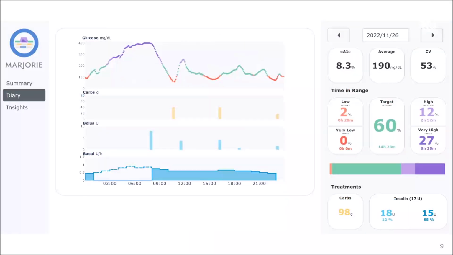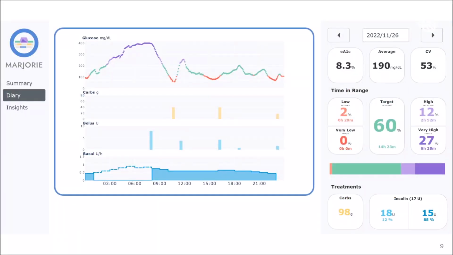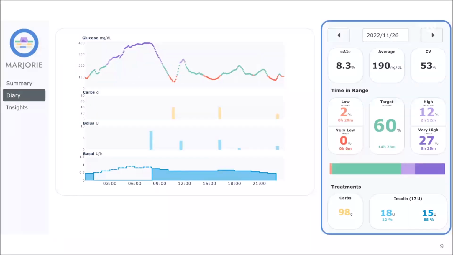The second view, the so-called diary, simply shows the detailed glucose curve, carbohydrate and insulin data for a specific day. We made sure to use a consistent color scheme across the whole interface, and the statistics panel on the right serves as a legend for this color scheme.